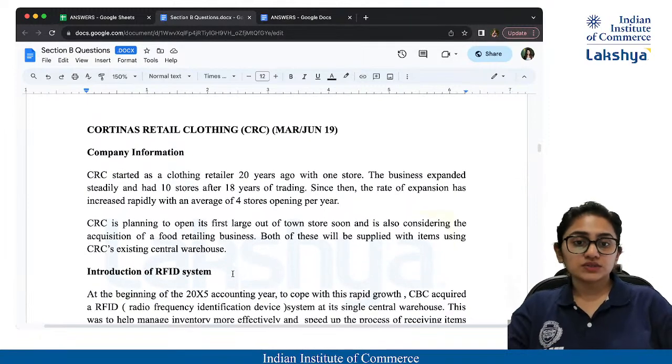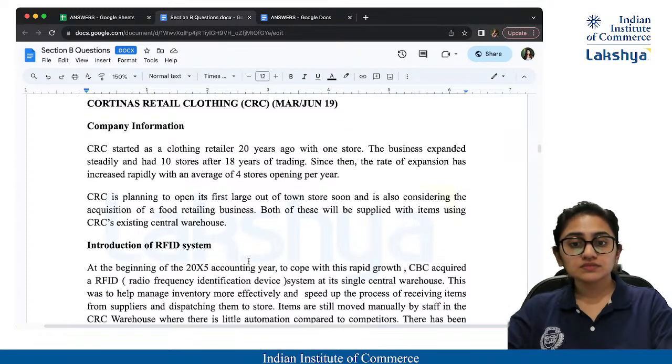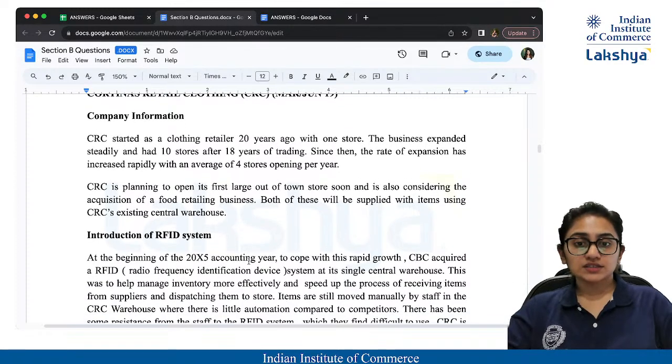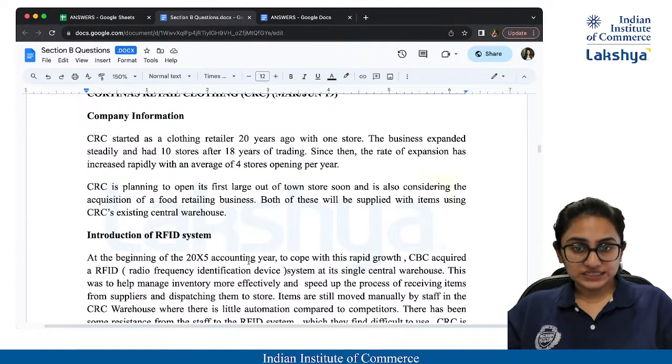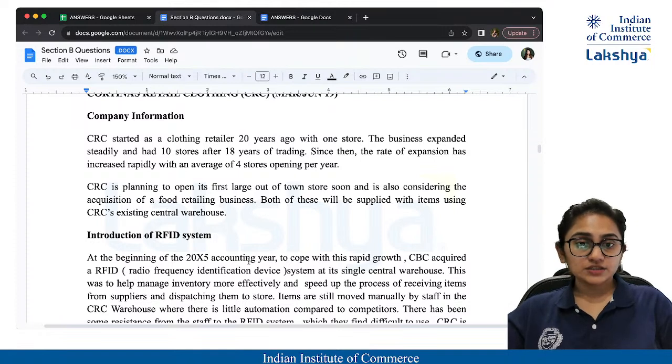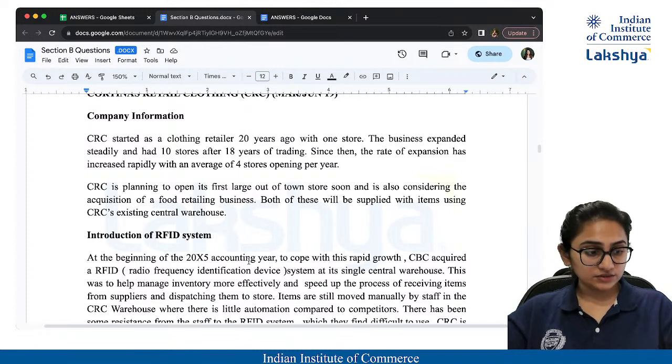Cortina's Retail Clothing CRC. This is a March-June 2019 question. Company information. CRC started as a clothing retailer 20 years ago with one store. The business expanded steadily and had 10 stores after 18 years. 10 stores after 18 years means they've grown so much.